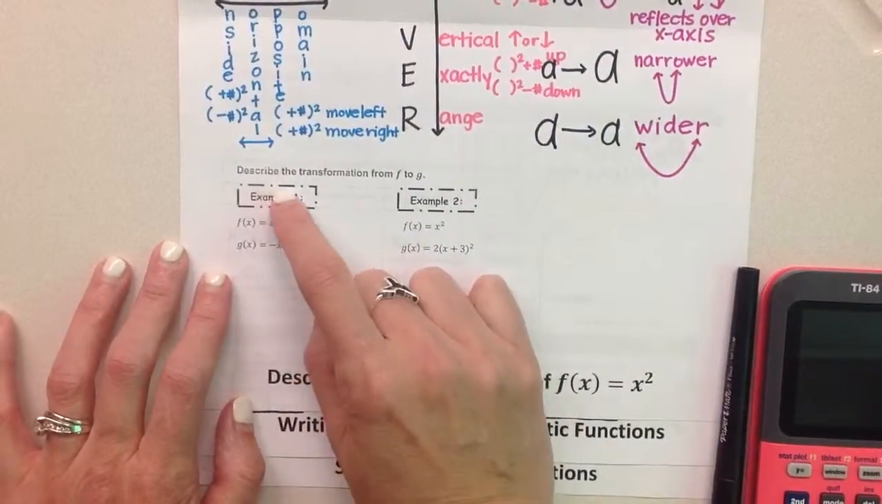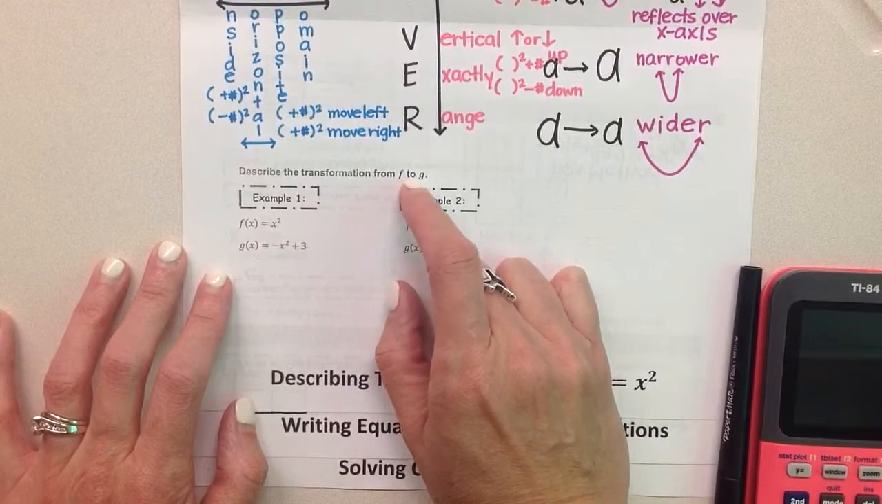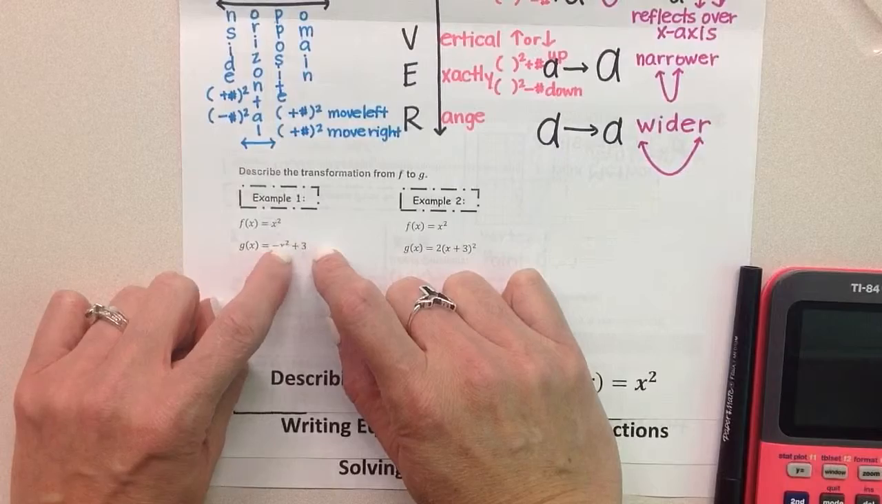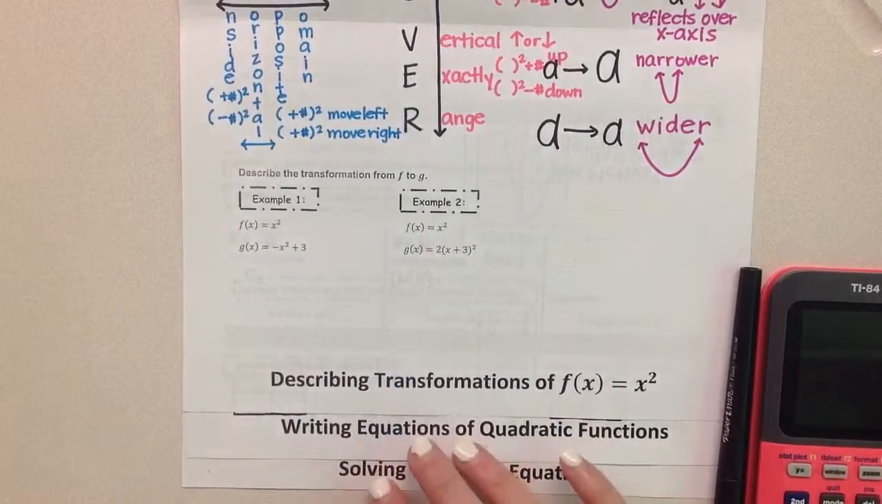Okay, so let's look at the transformations from graph f to graph g. So in example 1, you have f of x is equal to the value of x squared. G of x is equal to the opposite of the value of x squared plus 3.